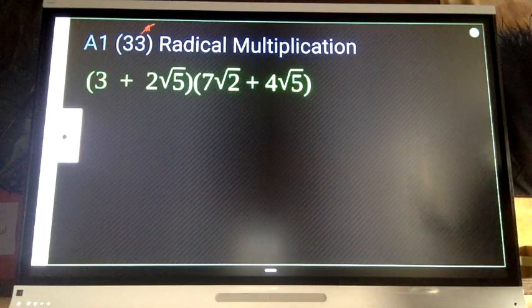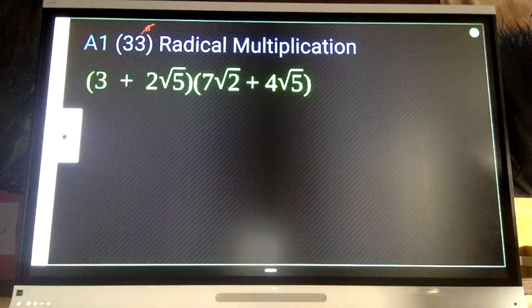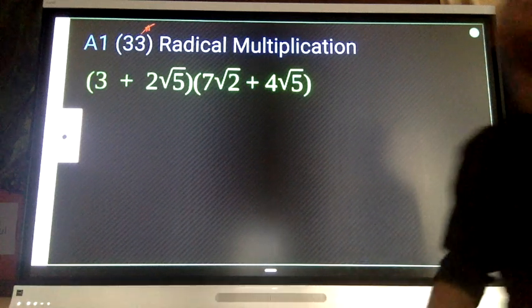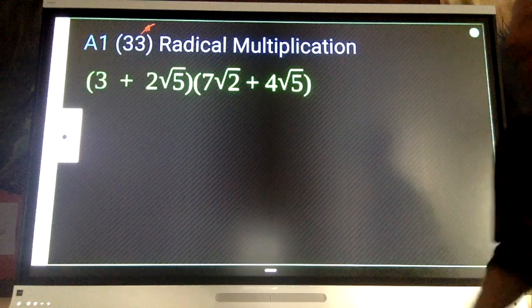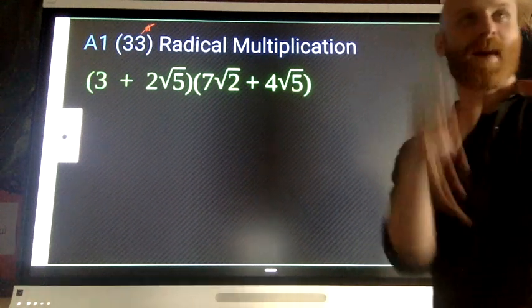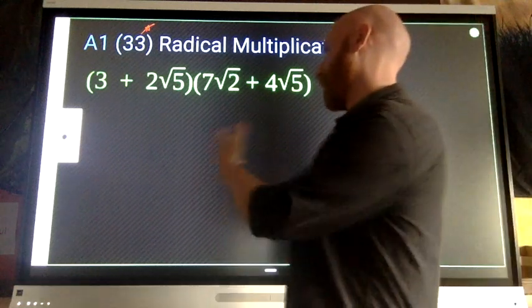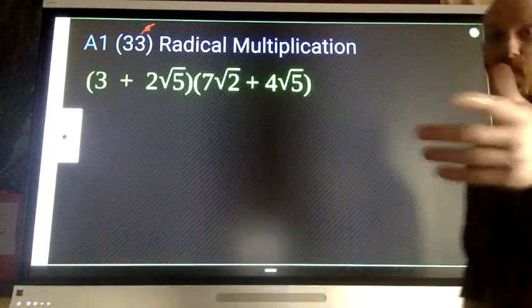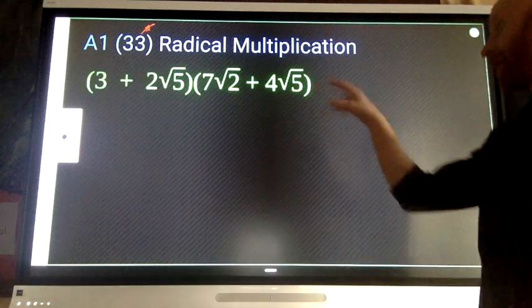Radical multiplication is not actually too much different from multiplying polynomials. You could use lattice, the box method, the traditional method, or FOIL if you only have a 2x2.